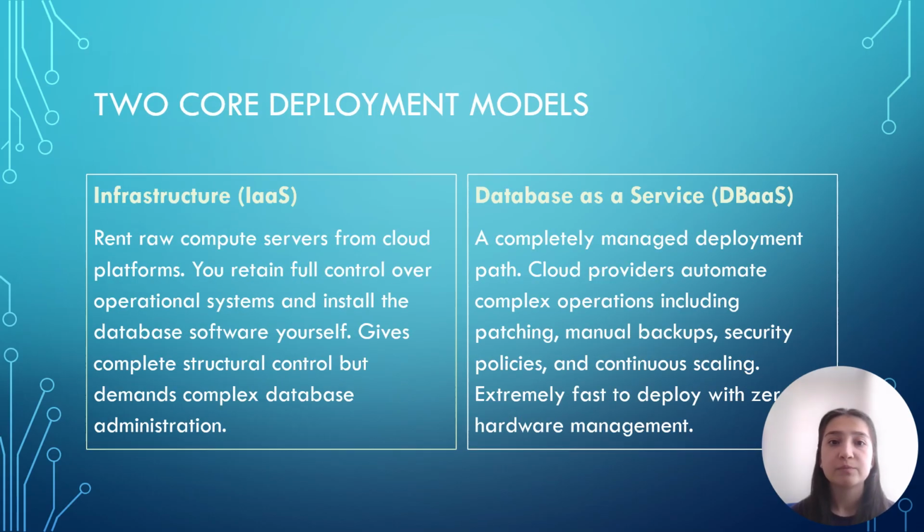When organizations move to the cloud, they generally choose between two main deployment models. The first is infrastructure as a service, or IaaS. In this model, you rent a blank virtual machine from the cloud provider. You are still responsible for installing the database software, configuring it, and managing updates. It gives you maximum control, but requires high technical effort.